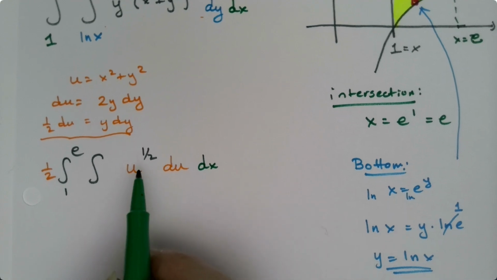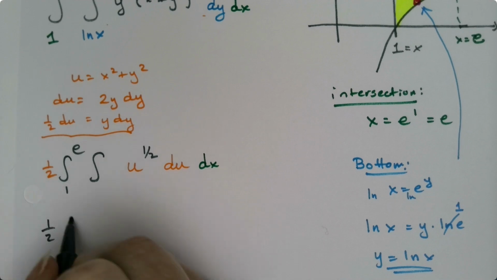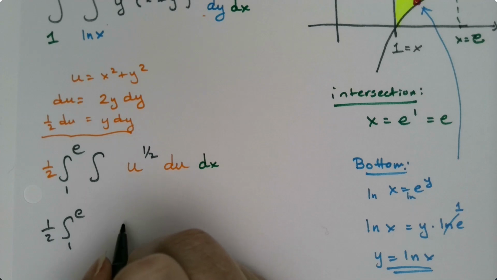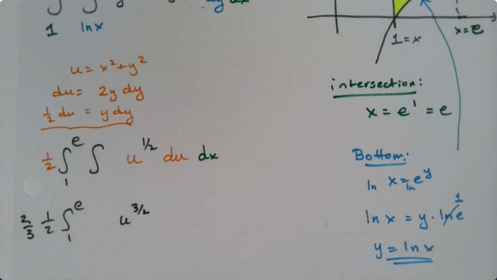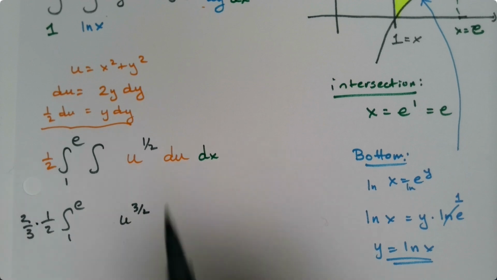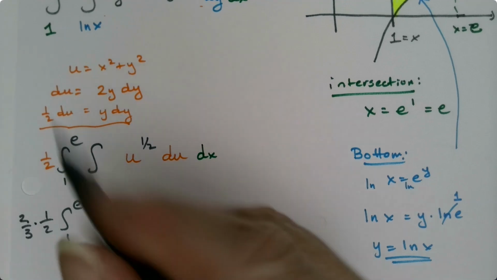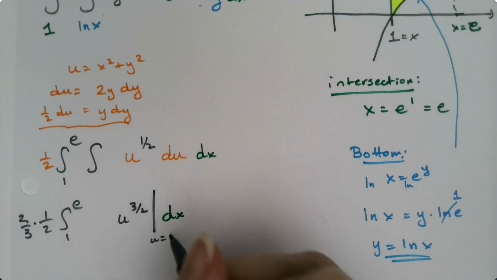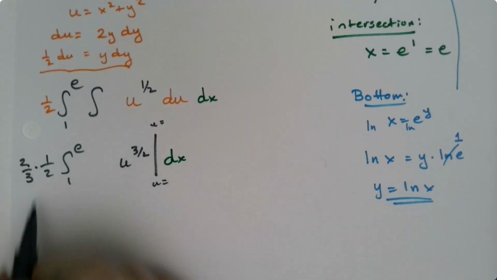Okay, well, the integral of u to the half is u to the 3/2. So we know this is 1/2 integral from 1 to e, and then u to the 3/2, and then I'm going to put times 2/3 out in front, right? And then dx. And though that u is taken from two values that I never found. So now I'm going to go back and find what that is.